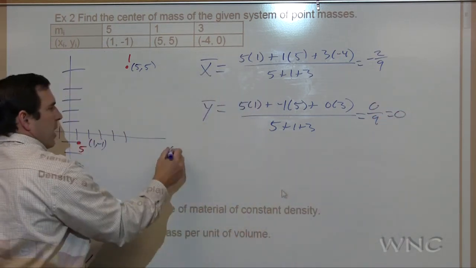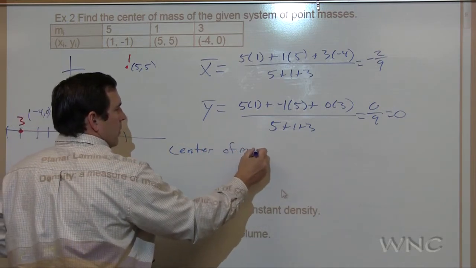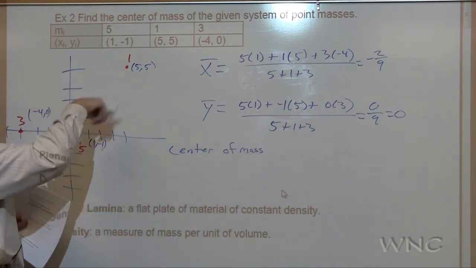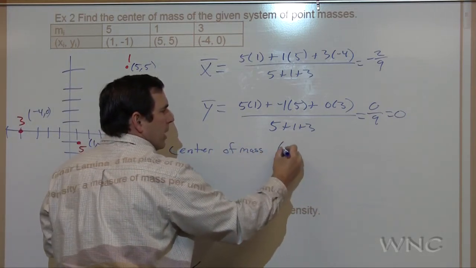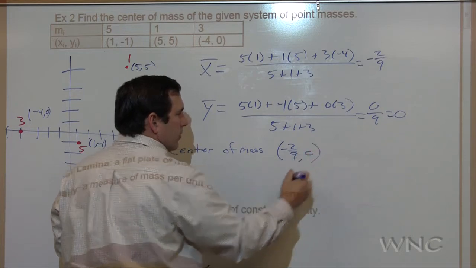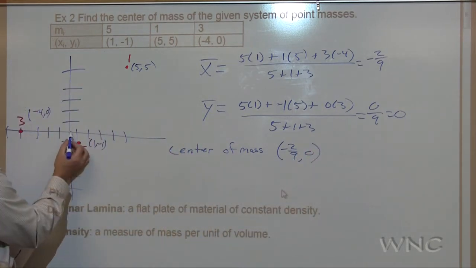So that means the center of mass, if you were to balance these, is going to be -2/9, comma 0. That'd be right about here.